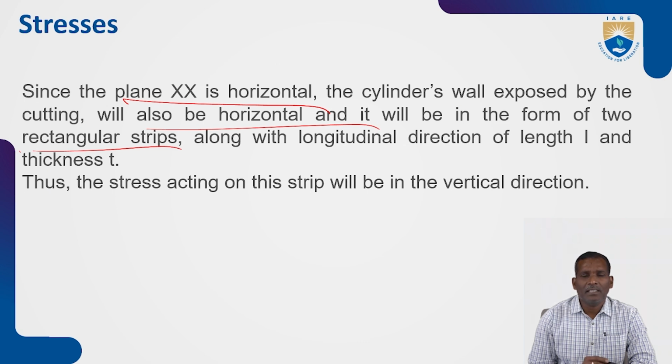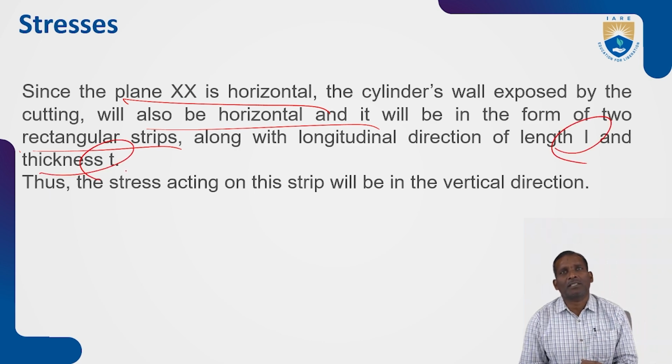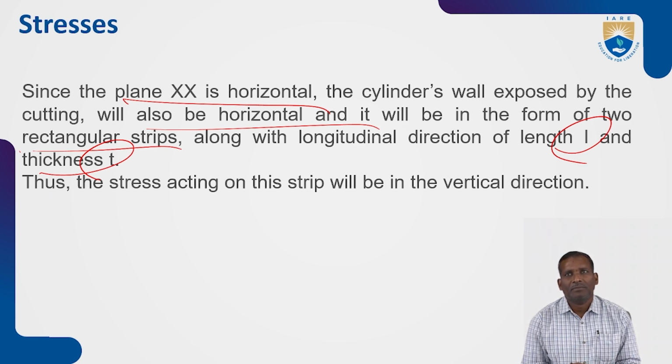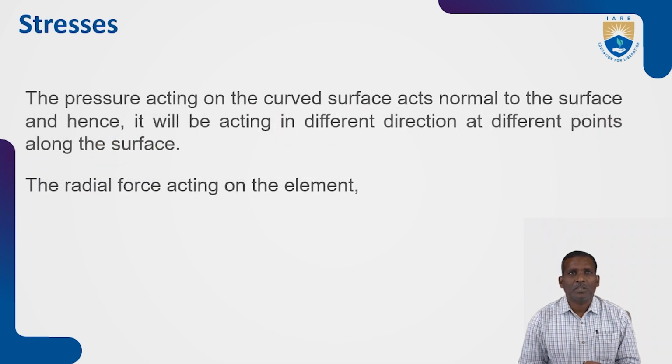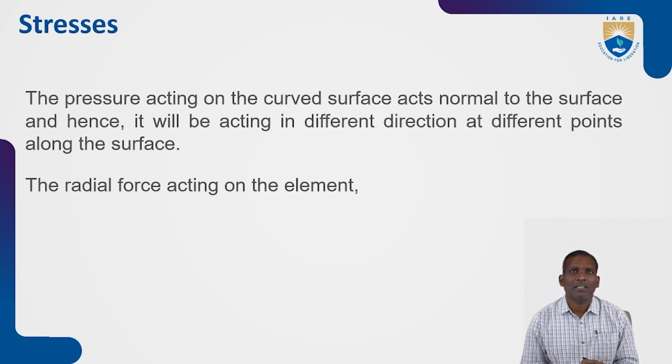The length of the strip is L, and the thickness is t. So the stress acting on this strip will be in the vertical direction. The pressure acting on the curved surface acts normal to the surface, and then it will be acting in different directions at different points along the surface.